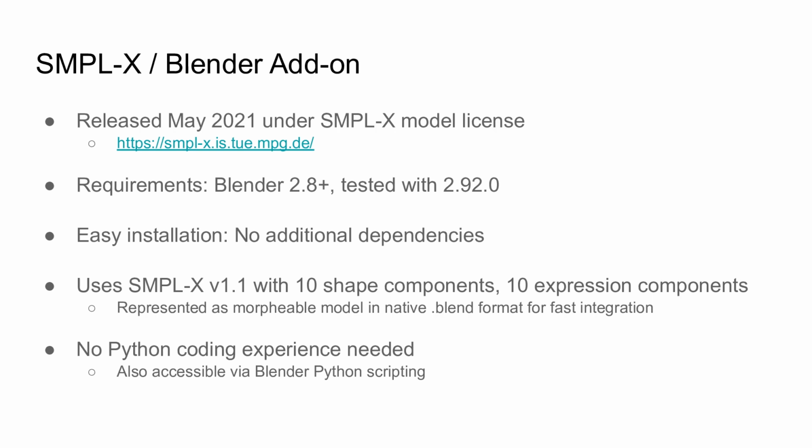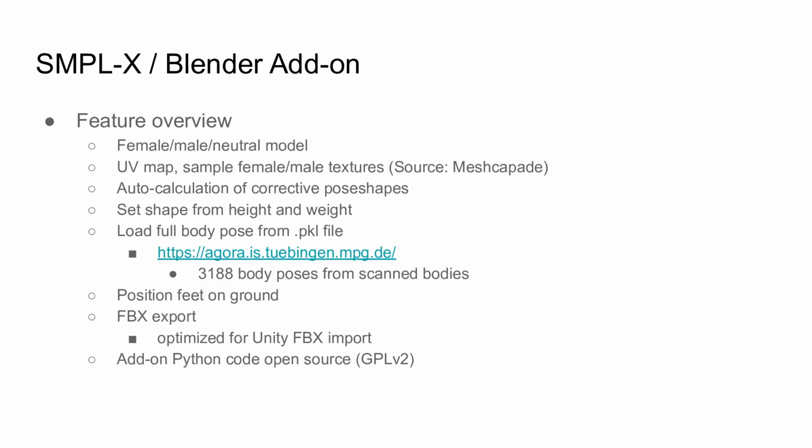While Python coding experience is not needed to use the add-on, you can use the Blender Python API to access the functionality of the add-on for automation tasks. Let's have a look at the SMPLX Blender add-on feature set. It allows you to add the female, male, or neutral model in less than 1 second into the Blender workspace.